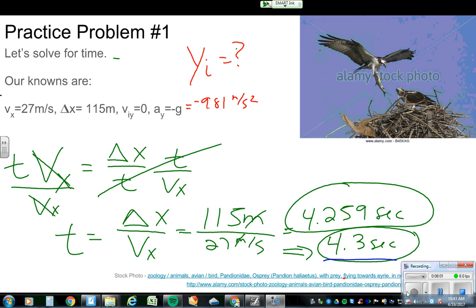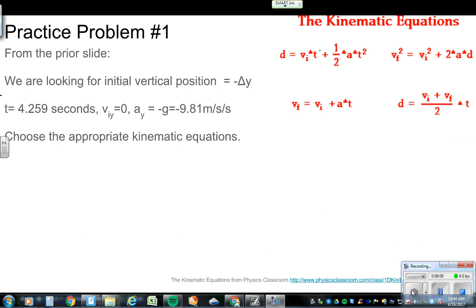So now my next step is I need to take this time of 4.259 seconds and apply it to the vertical direction. So now I have added my time to my list of knowns. Time is 4.259 seconds. My initial velocity in the y direction is 0. My acceleration in the y direction is equal to negative g. And I'm looking for my initial position, or change in y, which is negative yi.